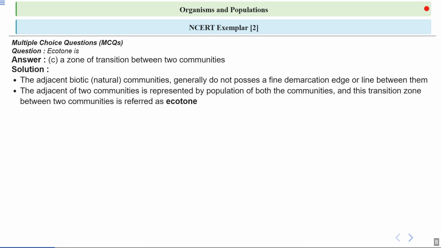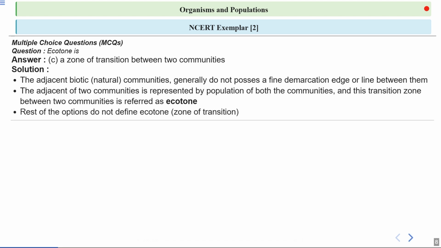So what does this mean? This means that the populations from both the neighboring communities overlap in this transition zone. So this is the area where you will find species from both sides mixing together. Okay, and this is called an ecotone. Now, the rest of the options do not define ecotone, which is basically the zone of transition. So the rest of the options are incorrect.